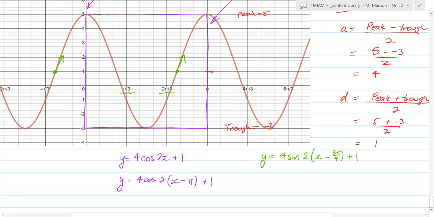Between sine and cosine, the only thing that changes is that phase shift. That's it. Well done, you've played our first iteration of what is that function. Well done. Any questions?